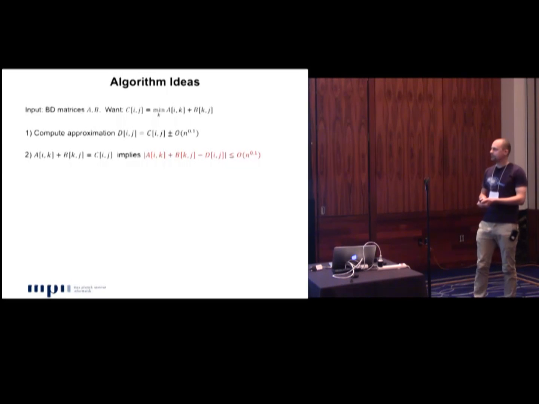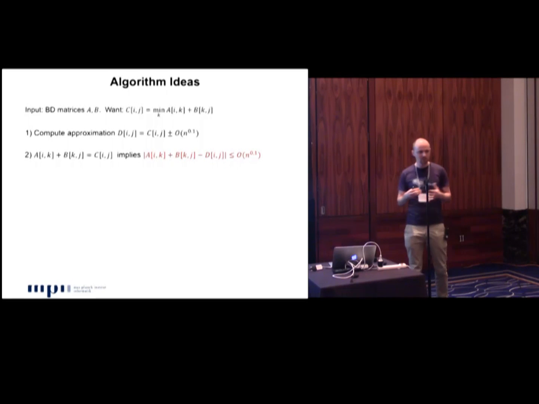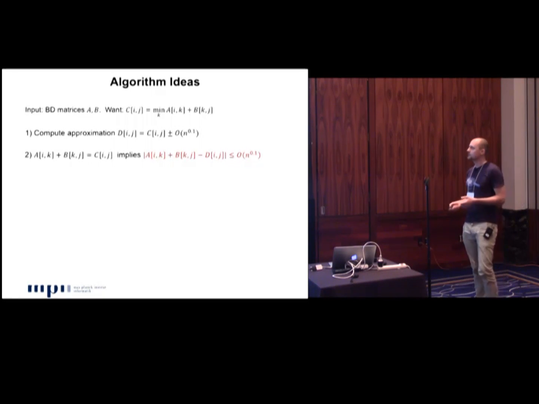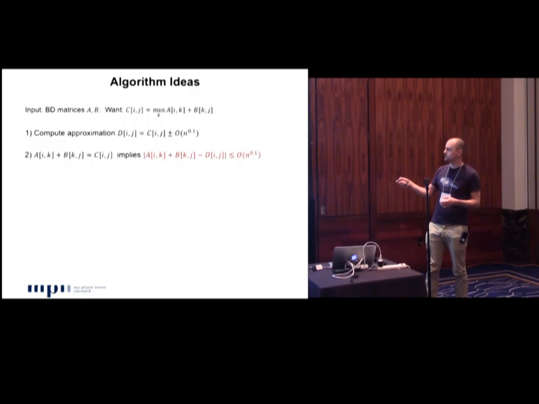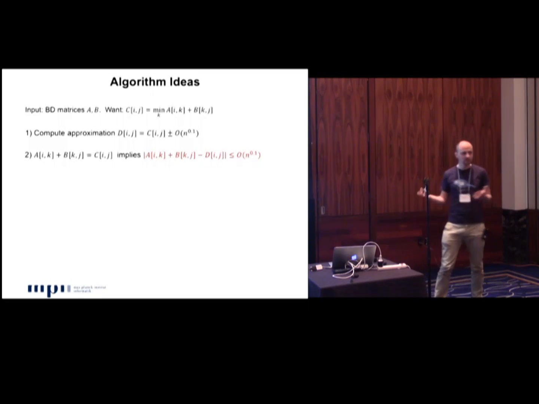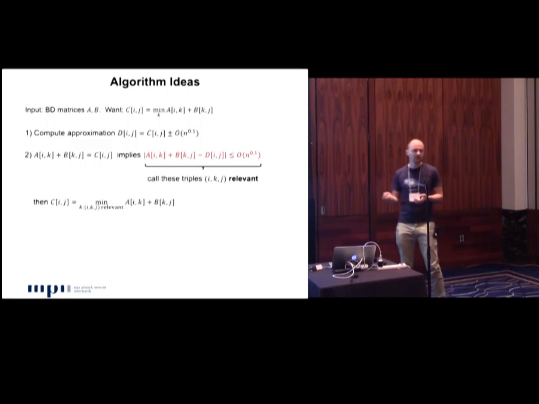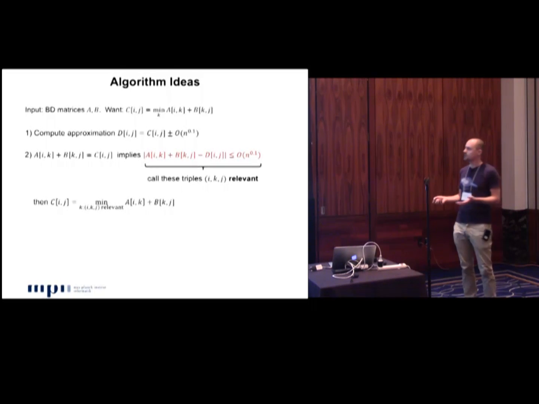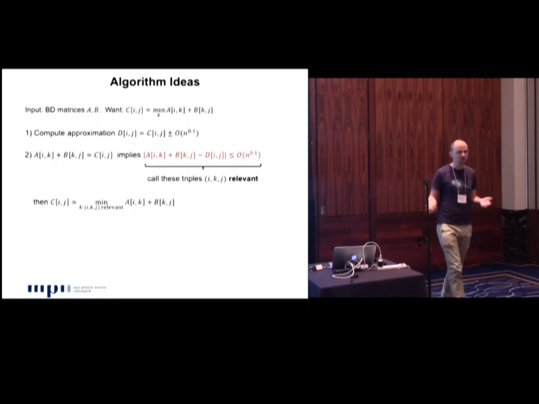Now consider a pair i, j and consider some index k that minimizes a_ik plus b_kj. So we have this equality. Then because the D matrix approximates the C matrix, the difference of a_ik plus b_kj and D_ij has to be small. Now let's call these triples relevant. We can, of course, only look at relevant triples from now on. Because of this property, if we only minimize over relevant triples, we get the same output matrix.